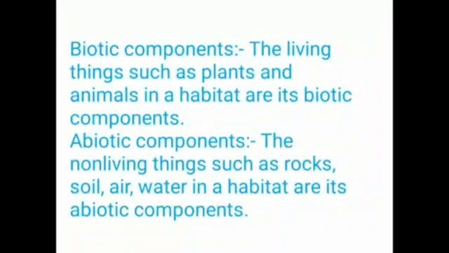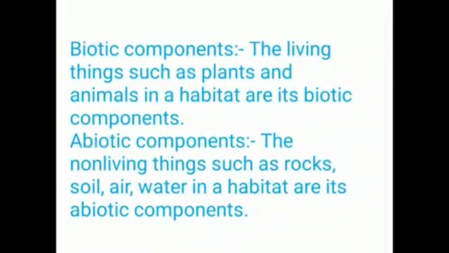Now again here two things, biotic component and abiotic component. Biotic components means the living things such as plants and animals in a habitat. In a habitat some non-living things are also there. These are abiotic components of the habitat. One thing you have to remember: living things are biotic components, and non-living things in a habitat are abiotic components.